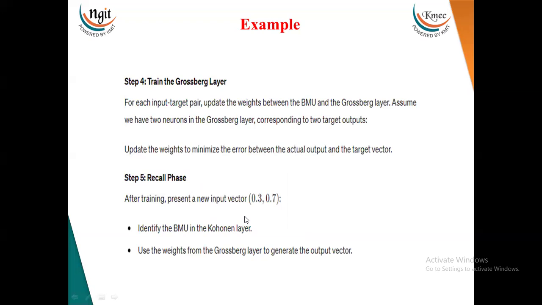After getting the best match, you have to train with the BMU in the Grossberg layer, and this best match will be identified with the target vector. If both are equal and it is the best within the target vector, I'll stop. Otherwise, I have to change the weights.